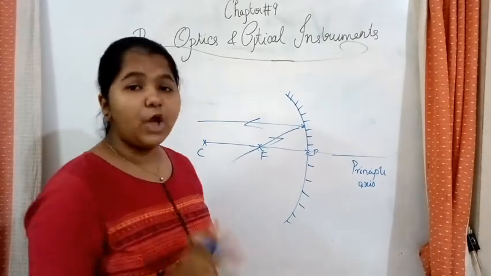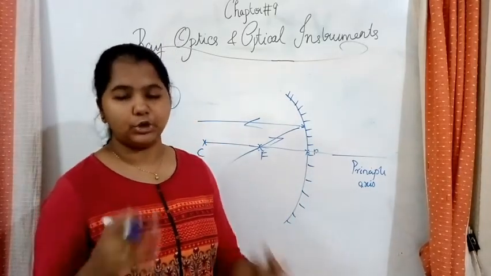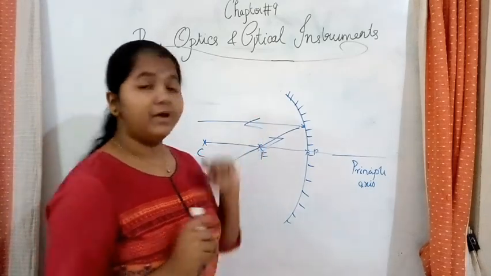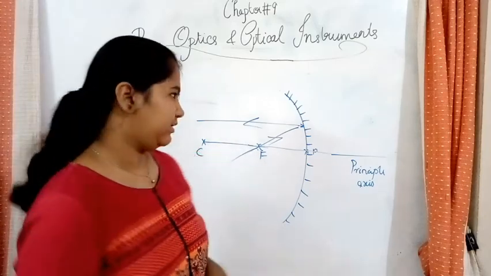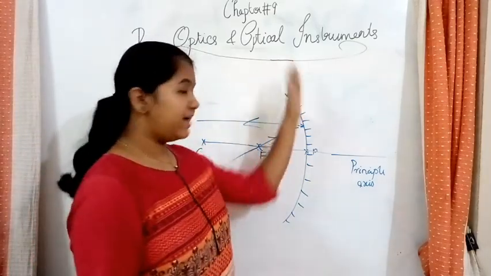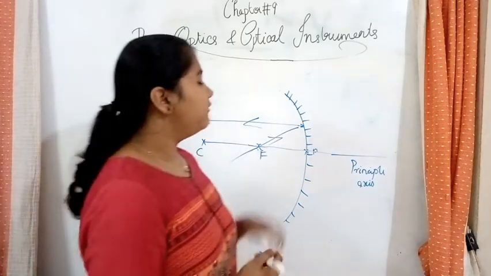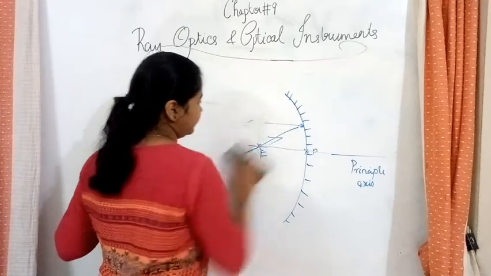Now let's move the object on this principal axis to see what kinds of images and what rules we have to learn for our ray diagram drawing. This was in the case of a concave mirror. What do we mean by a concave mirror? It is where the inner surface of a sphere is the reflecting surface. So for a convex mirror, let's wrap this up and draw for a convex mirror.